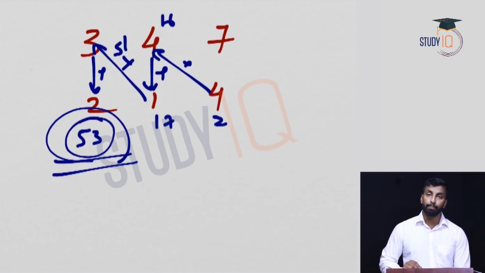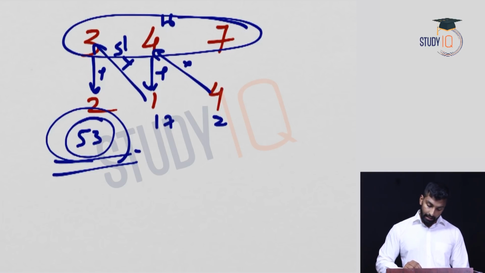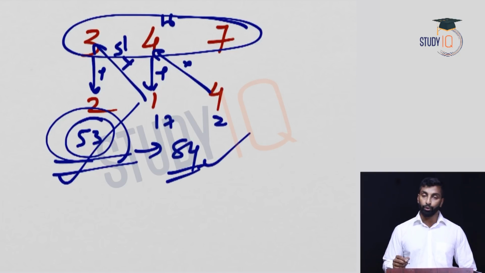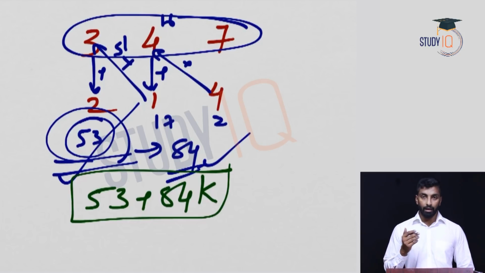And now what is the next number? See, here 3, 4, 7 are the divisors. So the LCM of 3, 4, 7 is 84, right? And the first number is 53, LCM is 84. That means this is going to make an AP, a series with the first term as 53 and common difference as 84, right? This is a series. We have discussed this type of questions a lot, right? So this is an AP.